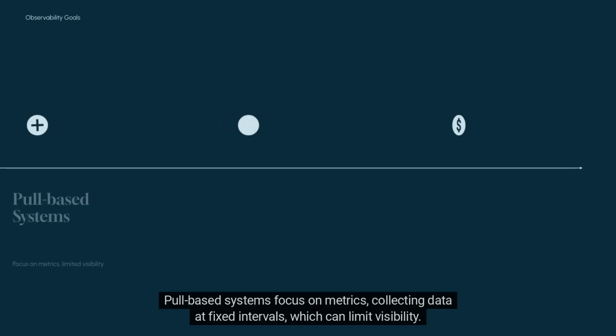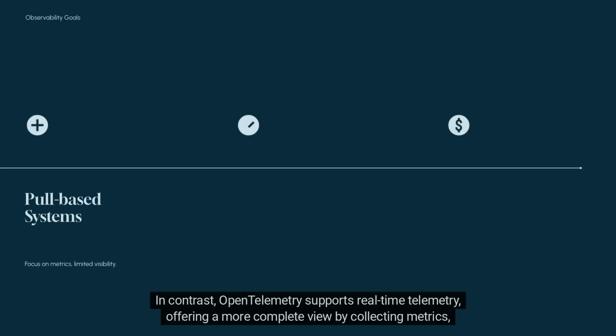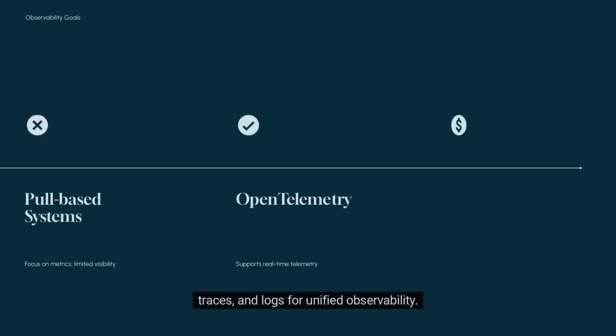Pull-based systems focus on metrics, collecting data at fixed intervals, which can limit visibility. In contrast, OpenTelemetry supports real-time telemetry, offering a more complete view by collecting metrics, traces, and logs for unified observability.